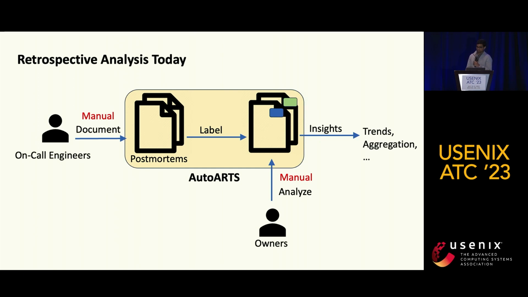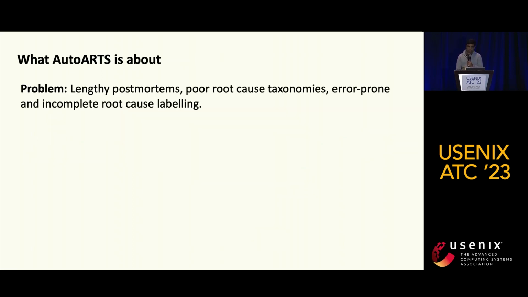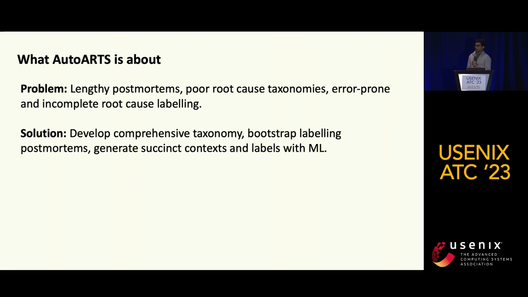So in this talk, we will focus on automating labeling of postmortems using a tool we built called AutoARTS. In a nutshell, today, the biggest problem in learning insights from past incidents is that postmortems are so lengthy for anybody to read anything from them, existing root cause taxonomies are poor, and the labeling process is erroneous and incomplete. To address this, we develop a comprehensive root cause taxonomy, bootstrap the labeling process of postmortem reports manually, and use machine learning to automatically label postmortems and generate succinct context for engineers to make sense of these labels.